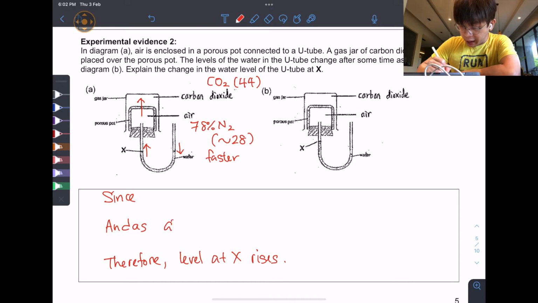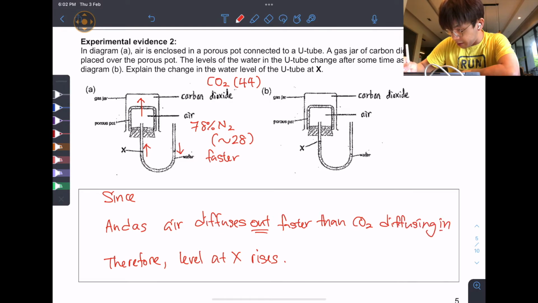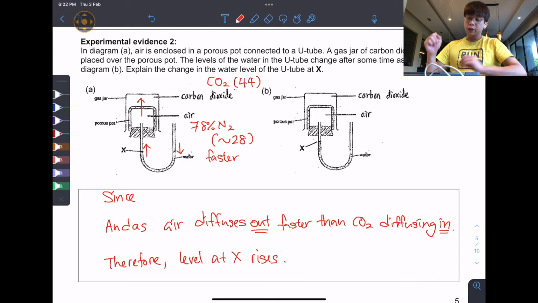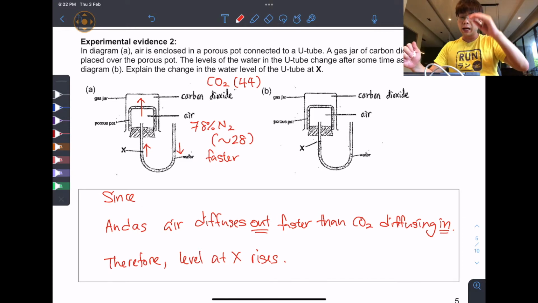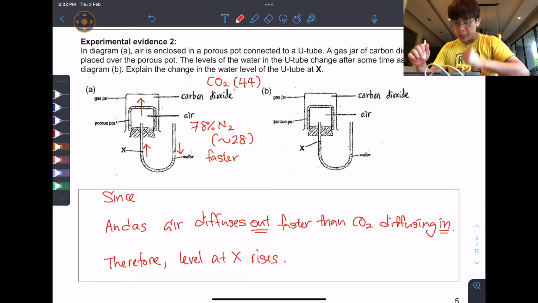And as air diffuses out faster than carbon dioxide diffusing in. Because air diffuses out of the porous pot faster than the carbon dioxide diffusing in, the level of X will rise. So what is the theory behind this?